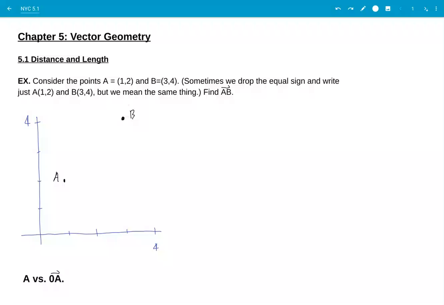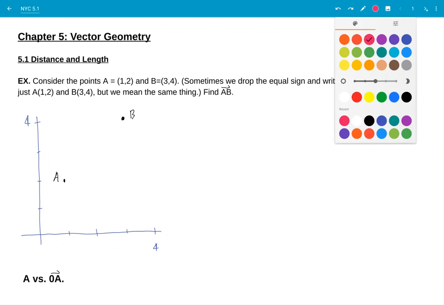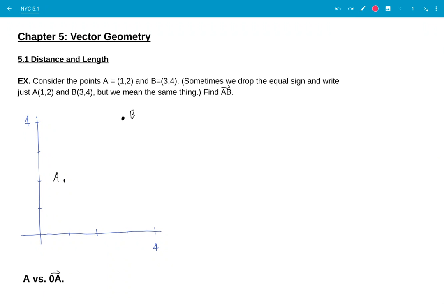Okay, vector geometry, the last chapter in our textbook and in our course. So pause and copy. Let's have a look at this example. I'm trying to find a certain vector, the vector AB. What I mean is the vector that you can think of as connecting A and B, like this. So you can think of that as being AB.